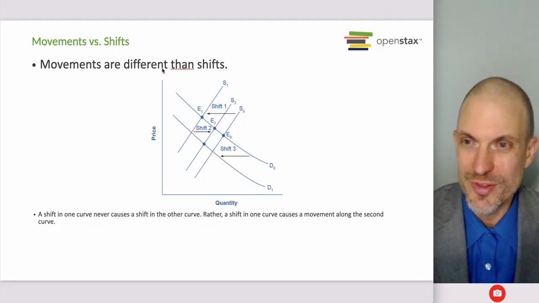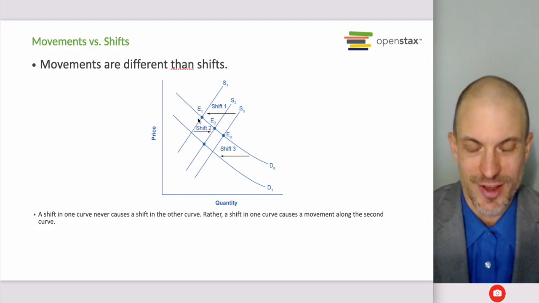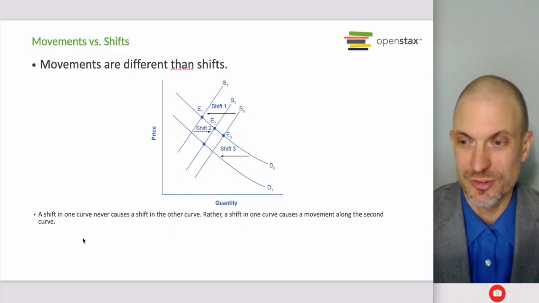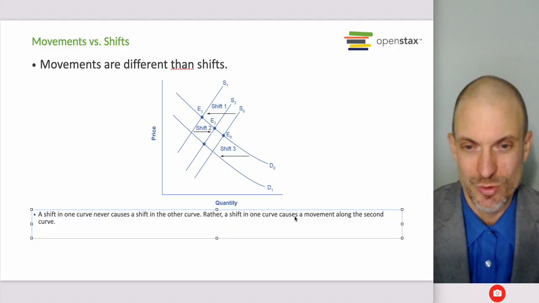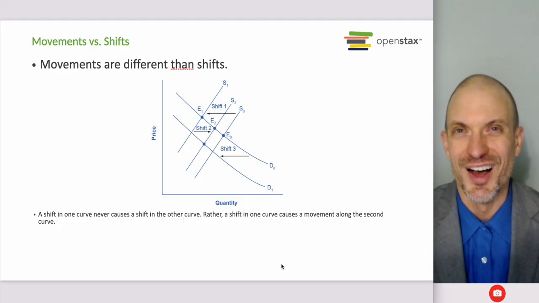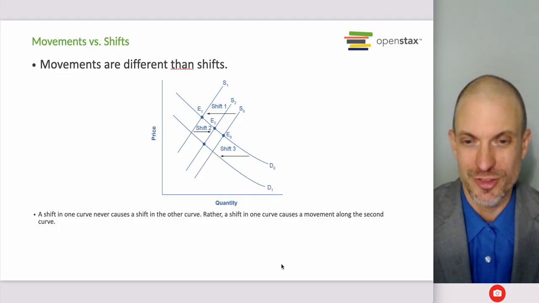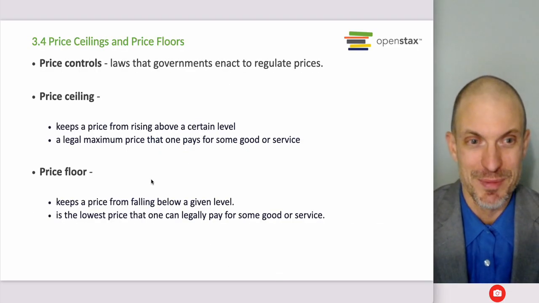All right, so movements are different than shifts. Shifts are when you move the entire supply relationship or the entire demand relationship. In particular, you're getting a new quantity demanded or new quantity supplied at every single price. A shift in one curve never causes a shift in the other curve. Rather, a shift in one curve causes a movement along the second curve. This is basically my one cause, one effect principle. One side gets the shift, the other gets a movement along the curve, which gives us a change in quantity. And that's all they say about it.